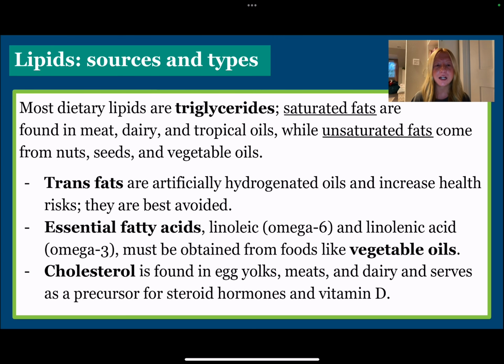The most common dietary lipids are triglycerides. Saturated fats are found in meat, dairy, and tropical oils, while unsaturated fats come from nuts, seeds, and vegetable oils. Trans fats are artificially hydrogenated oils, and these increase health risks. Essential fatty acids must be obtained from foods like vegetable oils, and cholesterol is found in egg yolks, meats, and dairy, and serves as a precursor for steroid hormones and vitamin D.